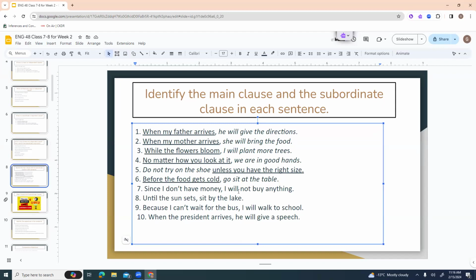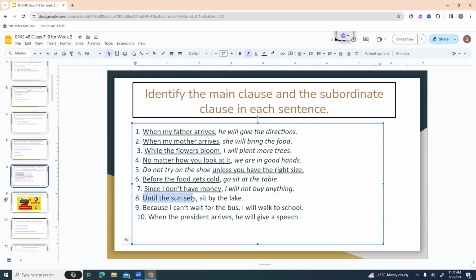Since I don't have any money, I will not buy anything. All right, where's our subordinate conjunction? Because that's our big clue. Since. So since I don't have any money, there's my subordinate clause. I will not buy anything. Okay. And that's going to become our main clause. All right. Until the sun sets, sit by the lake.